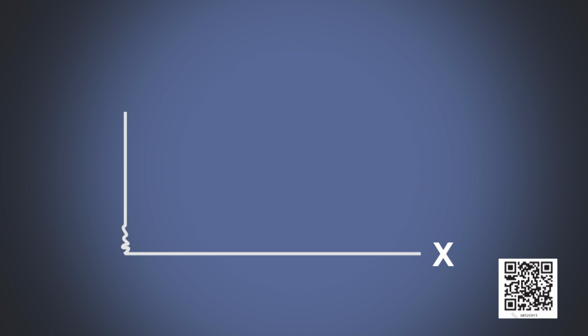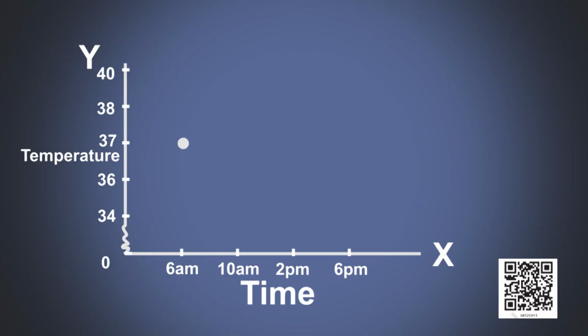How to draw a graph to represent this data? Let us take a sheet of paper and draw the x-axis and y-axis. Let us mark time along the x-axis and temperature along the y-axis. At 6 am, what is the temperature? It's 37 degrees Celsius. So, let us mark it as a point which is 37 units above 6 am.